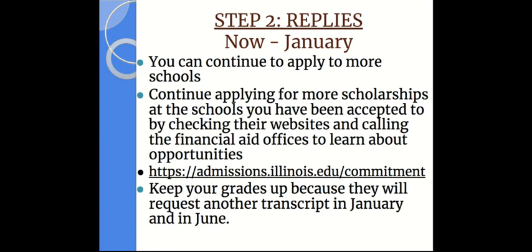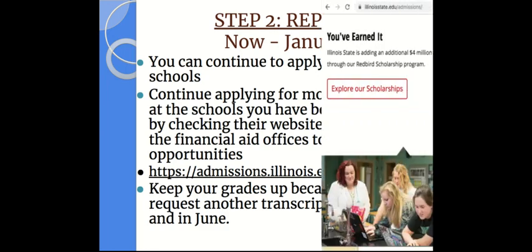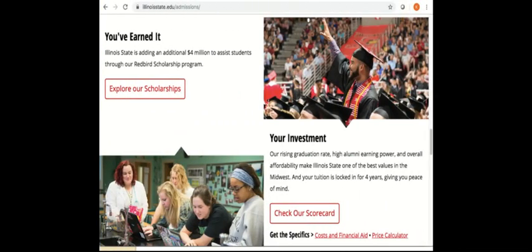And of course, we want seniors to keep their grades up because the colleges they apply to will be looking at their grades all year. Okay, so an example, Illinois State, they have Explore Our Scholarships. That's kind of a link where you can look for additional scholarships besides the automatic. So I just kind of wanted to show you how easy it was to navigate their websites.